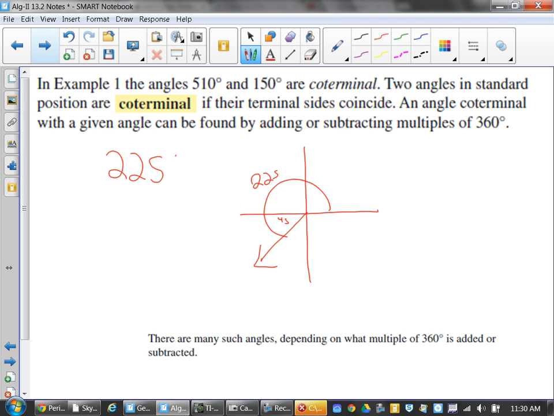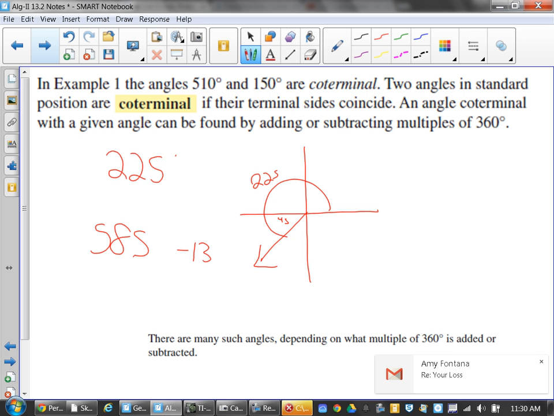So one of them positive would be, what, 585? Yeah. And if I subtract 360, it's negative 135. Sure. Okay? And it goes through like that. All we're doing is adding and subtracting multiples of 360. All right?